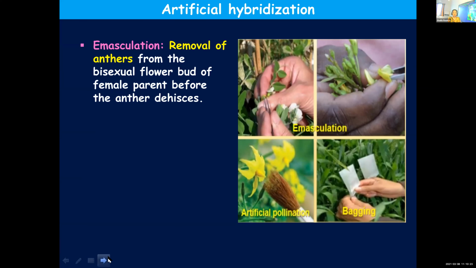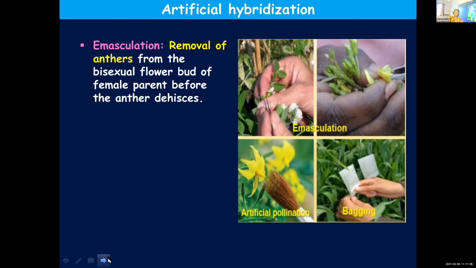Emasculation has to be carried out in the case of bisexual flowers. In unisexual flowers, this step can be skipped, because in unisexual flowers, either male or female reproductive parts only will be present, so there is no need for removing anthers from the flower. But in the case of bisexual flowers, where both stamen and stigma are present, we need to remove the anthers from the flower which is going to be considered as the female parent. So we will take one plant as female and the other plant as male parent.